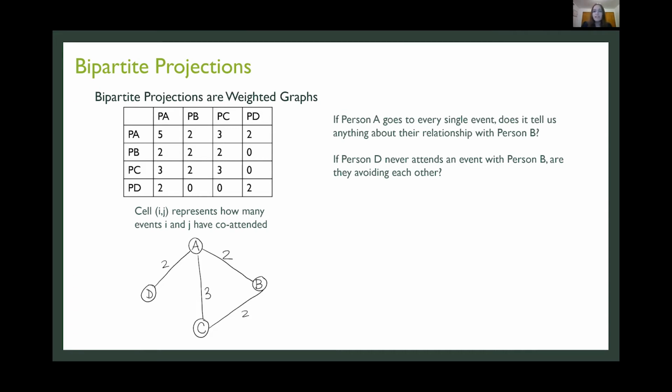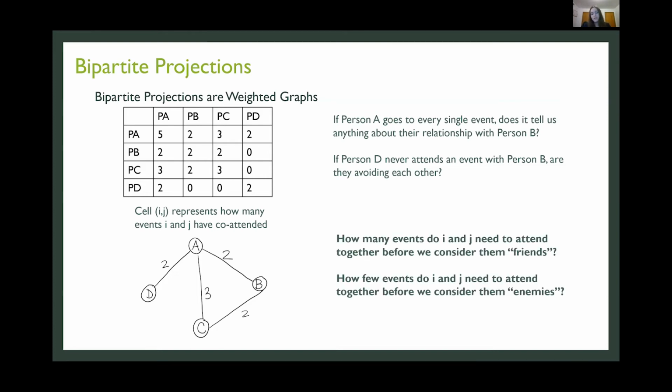So now we can ask a couple questions. If person A goes to every single event, should that tell us something about their relationship with person B? And what if D never attends an event with person B? Could we say they're avoiding each other, or did that sort of happen at random? So how many events should we say that two people have to attend together before we can consider them friends? And how few events do they need to attend together before maybe we say that they're enemies or avoiding each other?